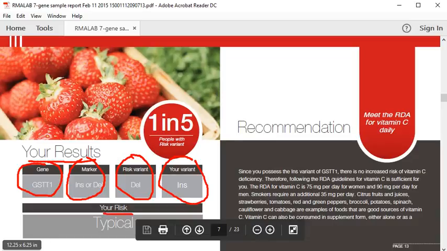So then they're saying for this person, their risk is typical, meaning that, sorry, I can't get this thing on the bottom of my screen to go away, part of the PDF anyway. Their risk is typical, meaning there's not an altered requirement for vitamin C.